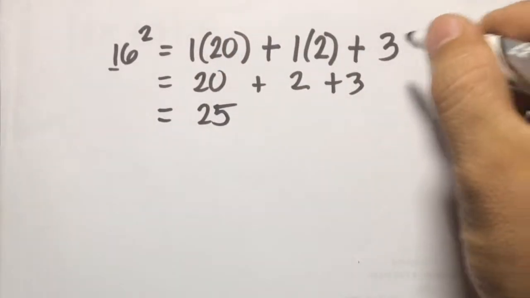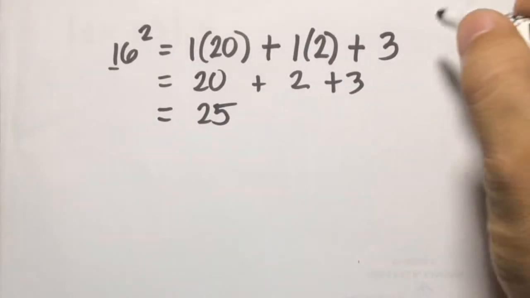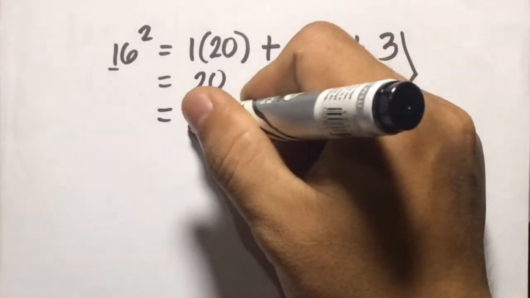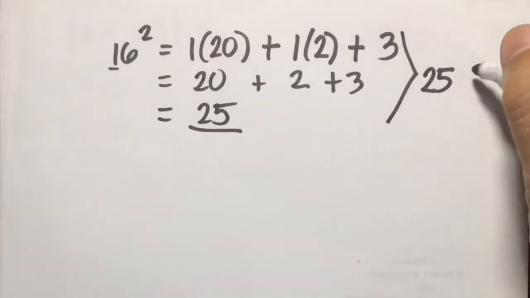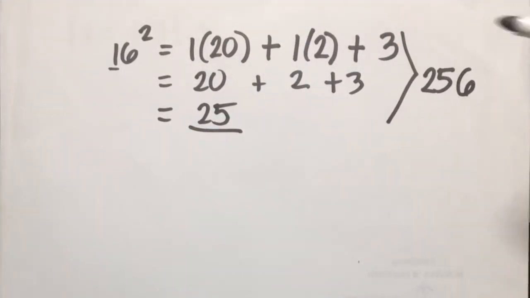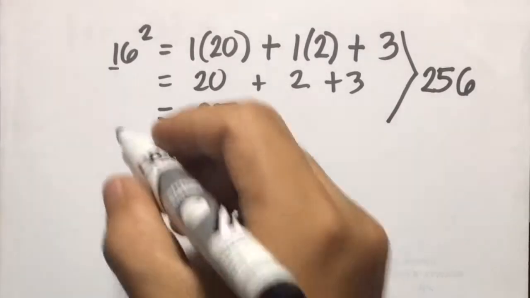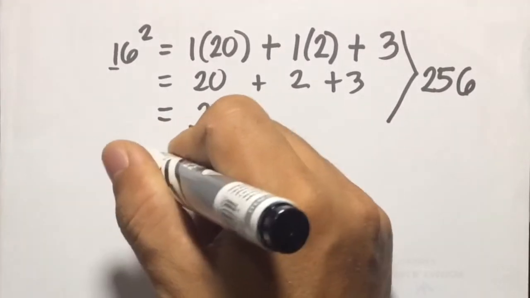So for your answer, 16 squared will be equal to the first digits here, 25. Then our last digit is 6. So your answer will be 256. Another example, let's have 36 squared.